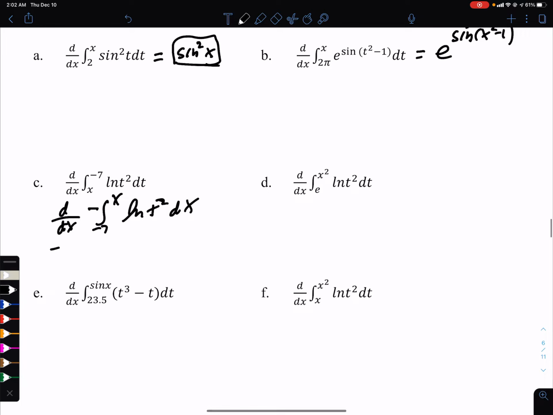Now I'm almost done. I have it in the form I want. There's a constant. That x matches that x. All I do is plug in x there. But the negative, don't forget the negative here. I could have brought that in front of the derivative. And then I plug in x for t. So I'm going to get ln of x squared. Done. There's my answer.